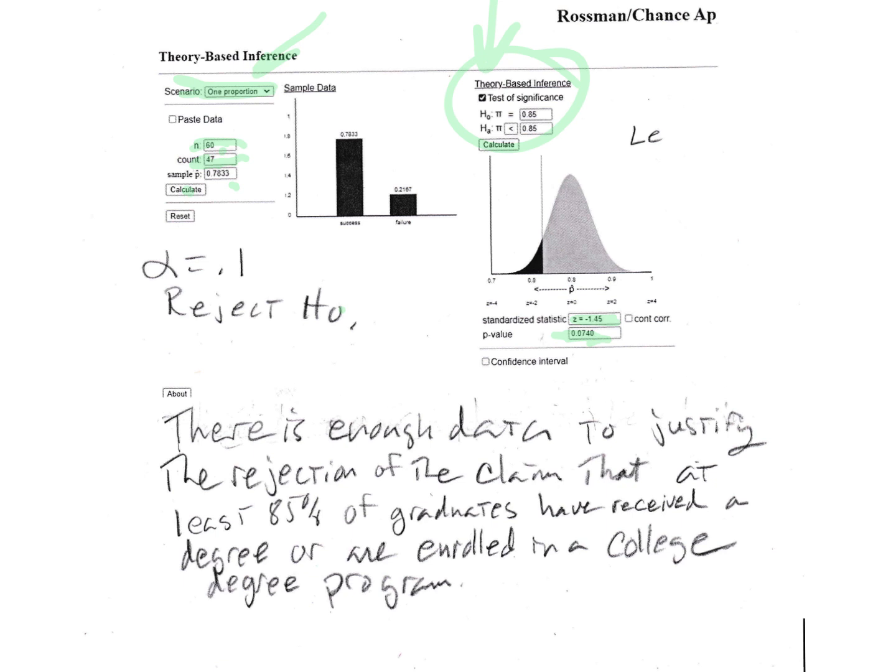I encourage you to use the Rossman Chance website for the t-test and the one proportion test. In chapter 9, when we get to the two-sample t-test, two-sample test, it just saves us a lot of time, and a lot of effort.